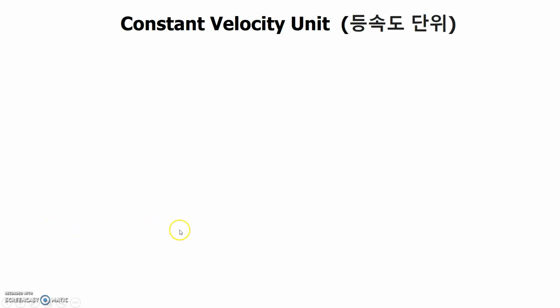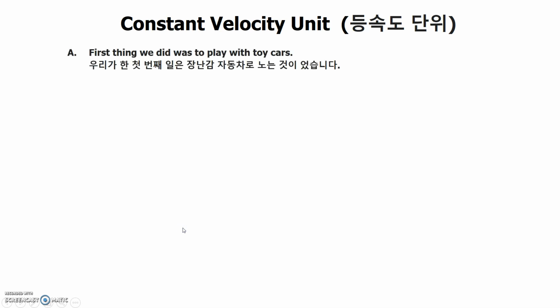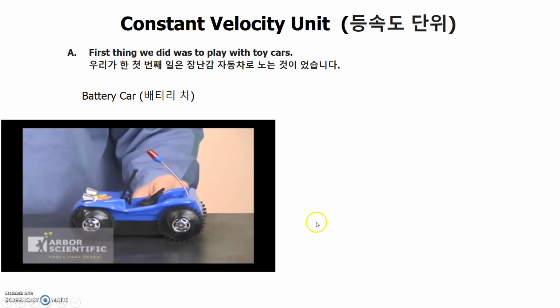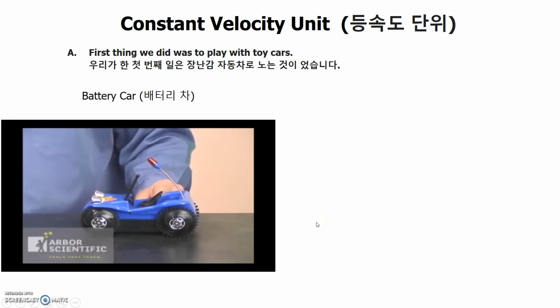Okay, constant velocity unit. This is what we studied this unit. First thing we did was to play around with toy cars. We looked at battery powered cars, and this is what we saw. For battery powered cars, they had a constant velocity.